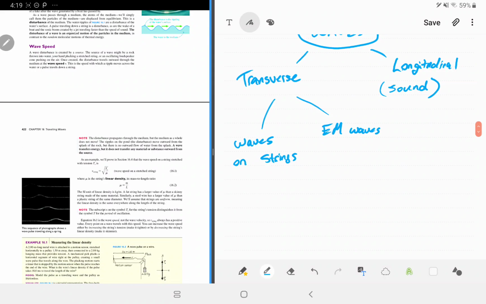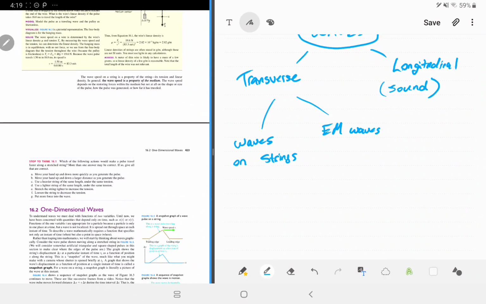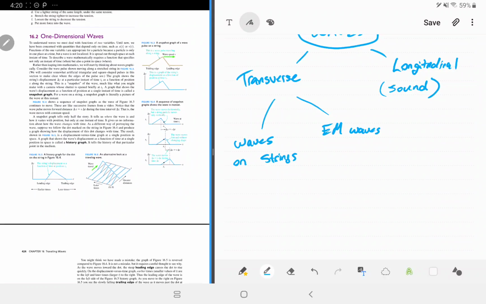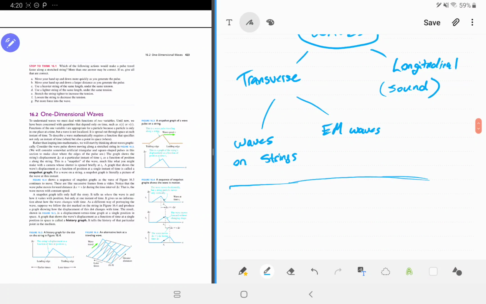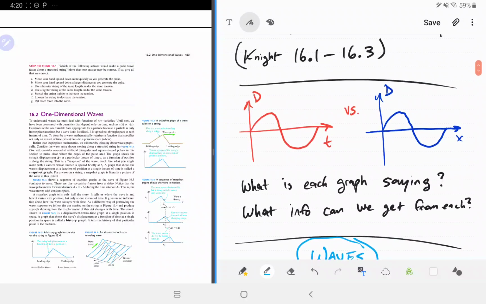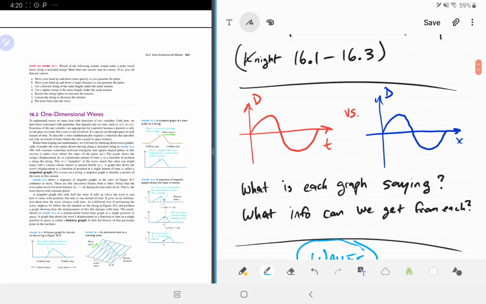Wave speed, we're going to save for next video, where I'll talk about wave speed of all three of these things separately. So we'll hold off on that. So really, I want to start to get at answering this question. So the difference between these two graphs.